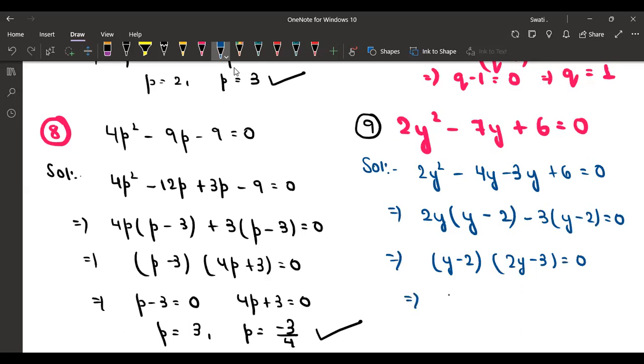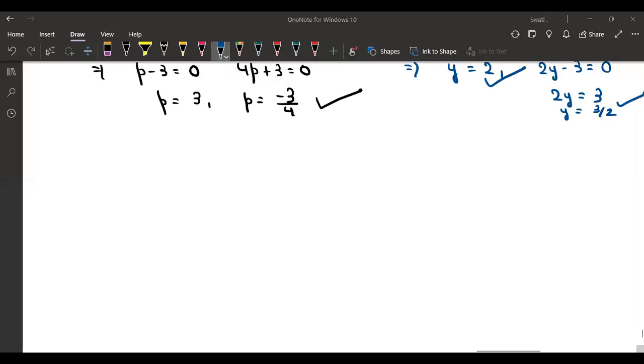And this implies, I'm skipping one step, y minus 2 is equal to 0, that means y is equal to 2, and 2y minus 3 is equal to 0, that means 2y is equal to 3, and that means y is equal to 3 by 2. So we have two answers, y equals 2 and y equals 3 by 2. All right, now we can go to the 10th question. Let's move to the 10th one.